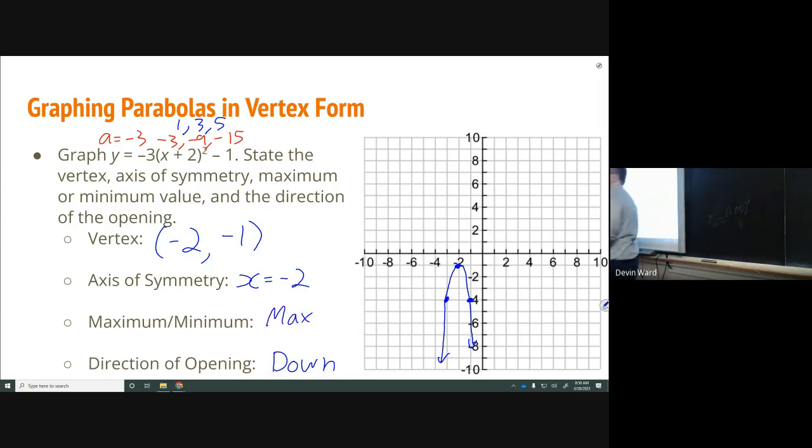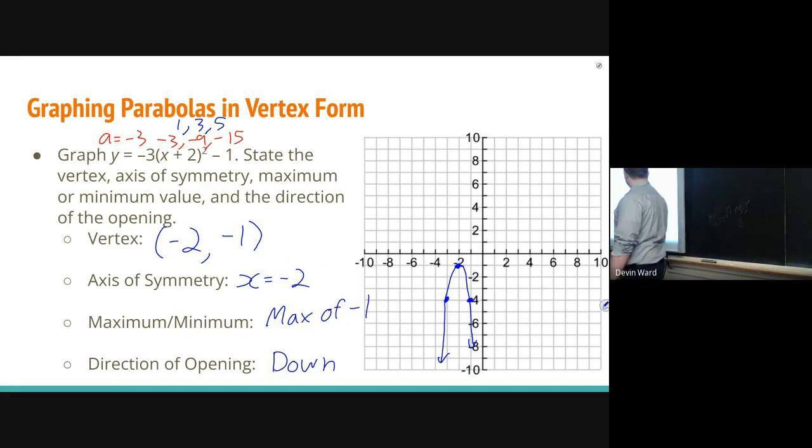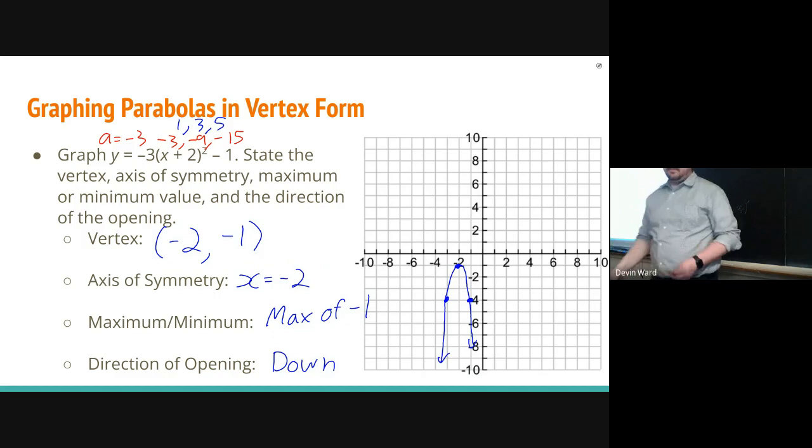And the maximum is our y value of the vertex, right? Negative 1. Because of negative 3 up front. So 1 times negative 3 is negative 3. You just try to get all of it.